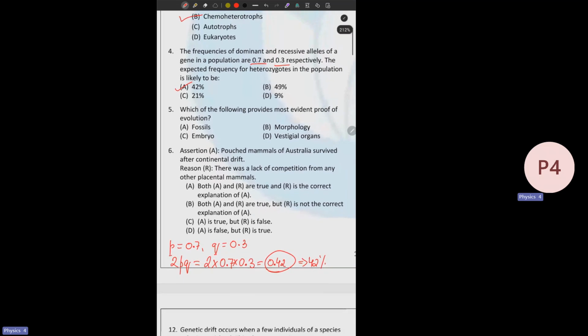Next, which of the following provides the most evident proof of evolution? It is fossils. As you can see it, as you can touch it, you can get all the information from those fossils. Next, assertion: pouched mammals of Australia survived after continental drift. It's correct. There was a lack of competition from any other placental mammals because they drifted apart. So yes, it is also correct and hence it is also the correct explanation of A.